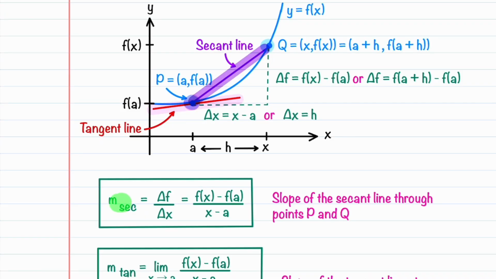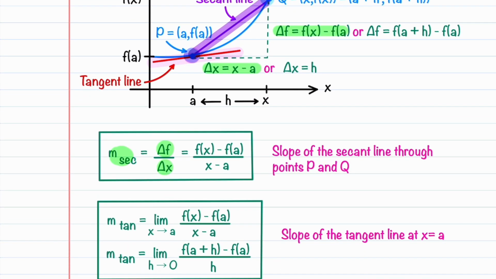The slope of the secant line through points P and Q is defined as the change in f, which up here in our graph is f of x minus f of a, all divided by the change in x, which is x minus a. The slope of a tangent line at x is equal to a is defined in two ways.